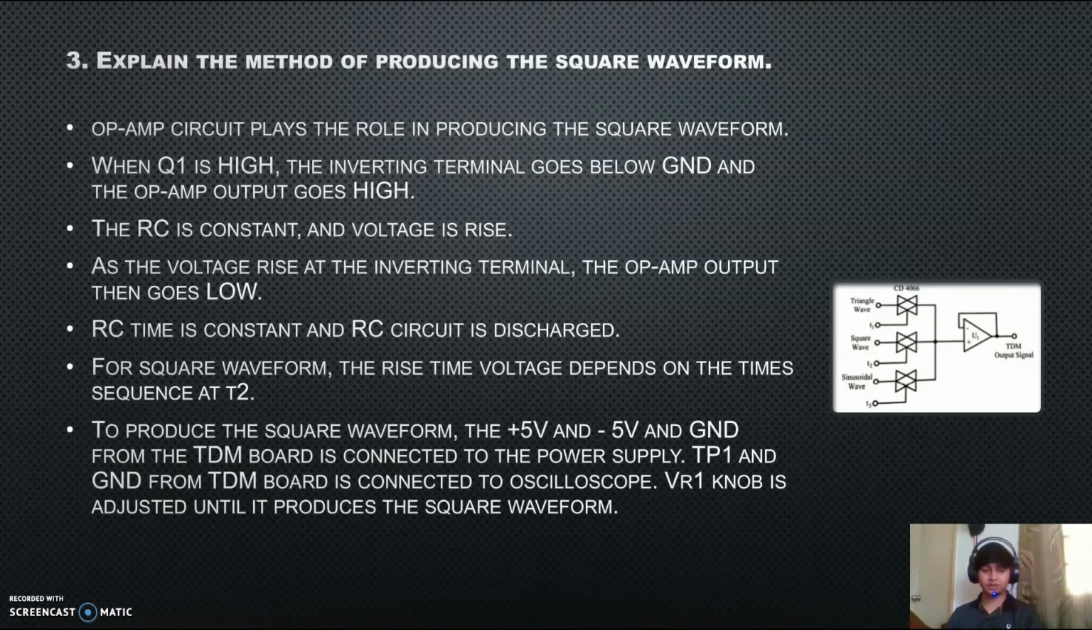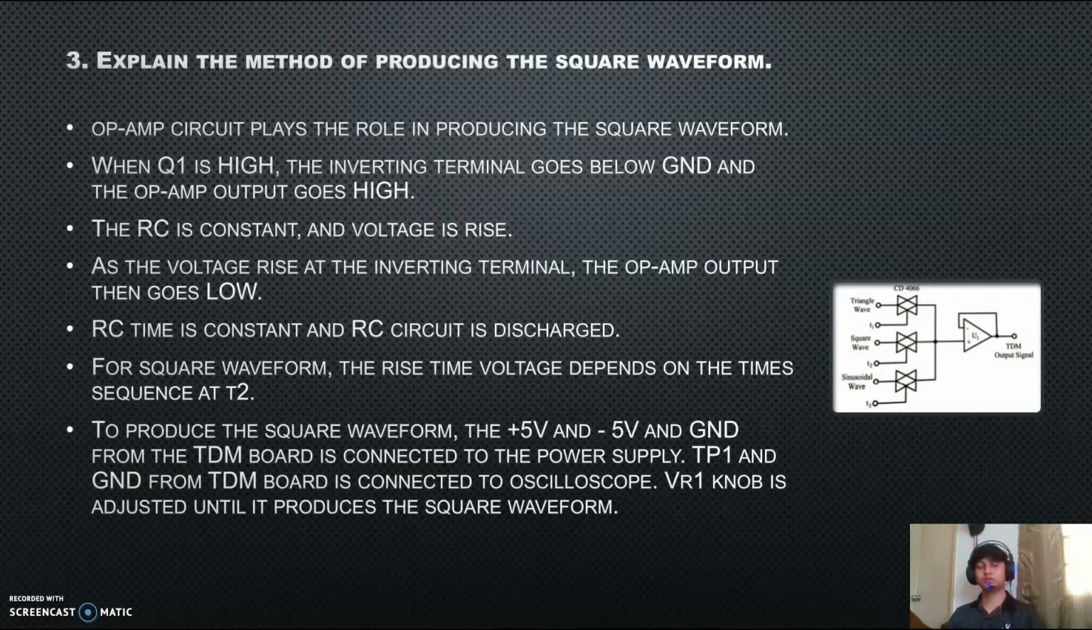With the op-amp circuit, there are three types of waveform that can be generated: sinusoidal, square, and triangle. So in this question, we have to produce the square waveform. For the square waveform, the rise time voltage depends on the time sequence at T2.